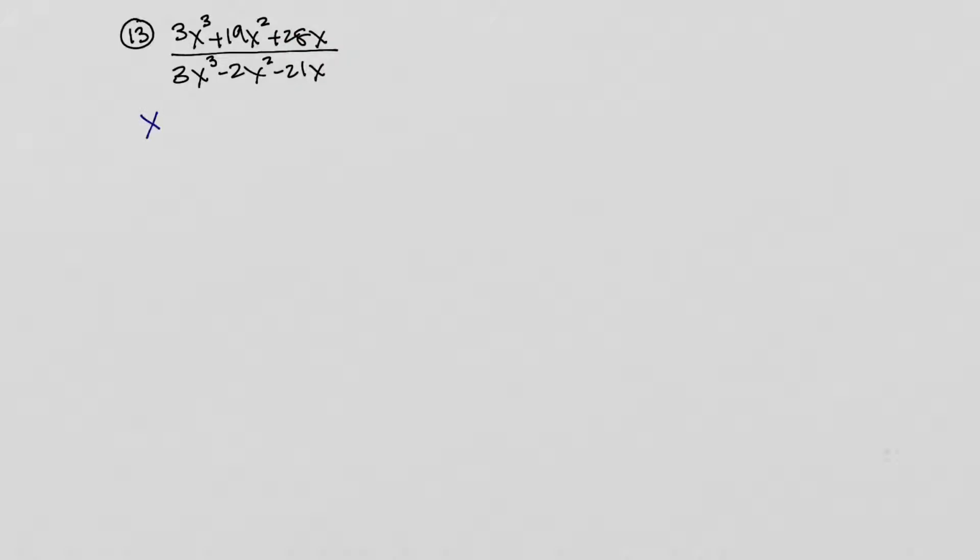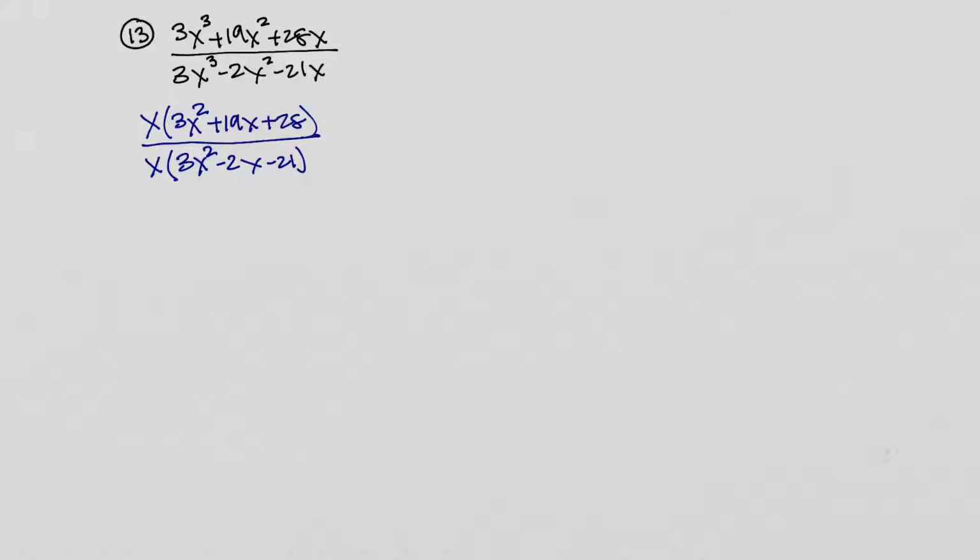So we'll start here with x, and we'll be left with 3x squared plus 19x plus 28 over, take an x out of the denominator, and we'll be left with 3x squared minus 2x minus 21. And now we can see that these x's are going to cancel here. Let's do that at the last step. For now, I'm just going to carry them along and then do all the canceling at one step.